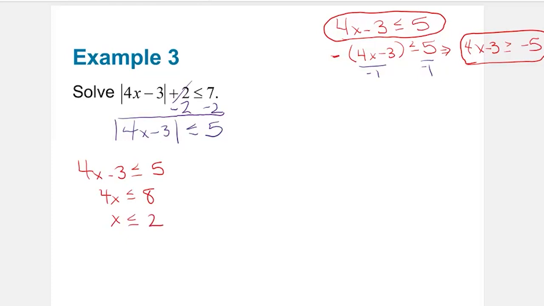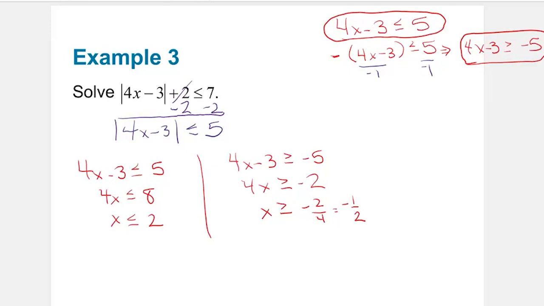And now we'll do the other side, which is 4x minus 3 is greater than or equal to -5. Again, I add 3 to both sides, which gives me 4x is greater than or equal to, and if I add 3, I get -2. Divide both sides by 4, and I get x is greater than or equal to -2/4, which is the same as -1/2. So I now have my two solutions, okay?